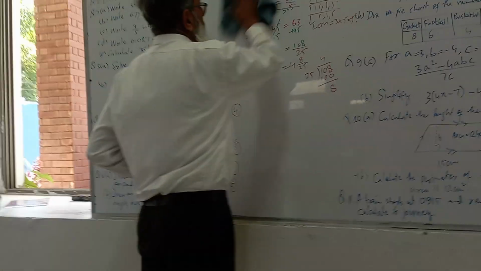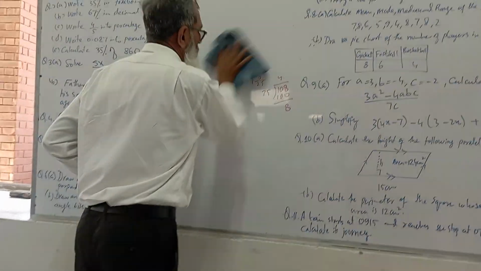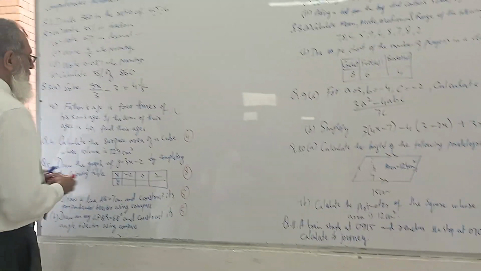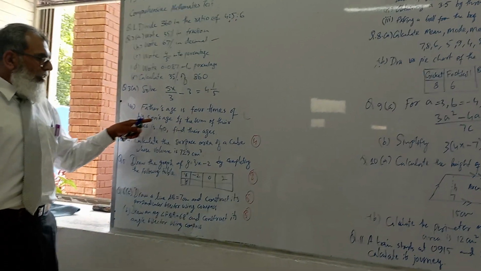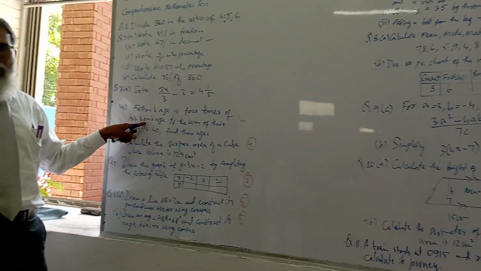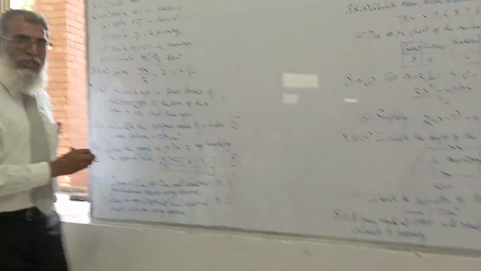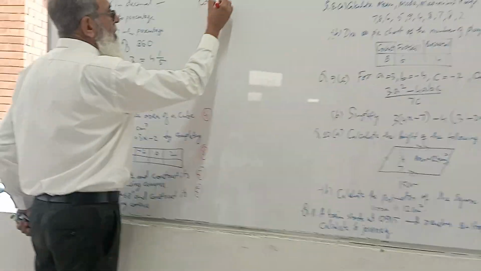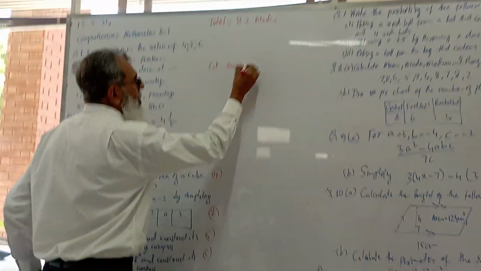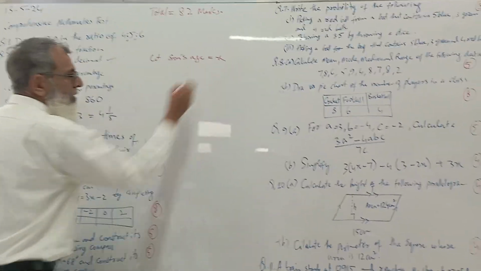Clear? Now come to the next one, which is a word problem. Now look at the word problem. In the word problem it says father's age is 4 times the son's age. But they are not describing the son's age. Son's age we don't know. So we are assuming that this age is x. So let son's age be equal to x.